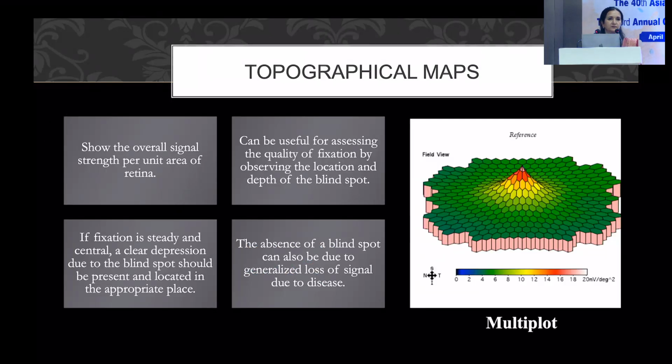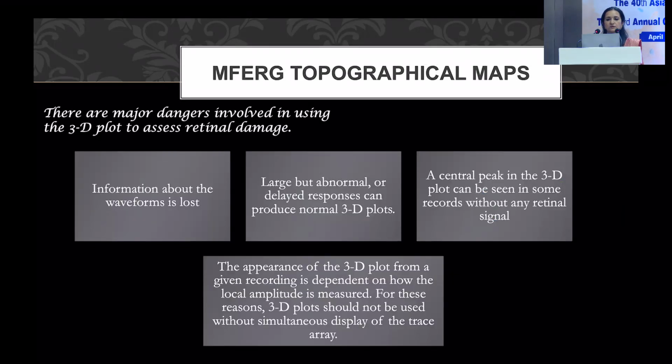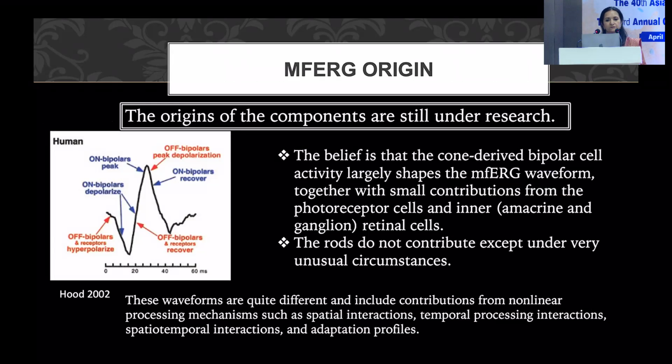We all look quickly at this, but though it looks very pleasing, this is not the best way of interpreting multifocal ERG. The best way is to look at the trace arrays. But it quickly gives you the distribution. It tells you whether the superior retina is involved or the inferior.